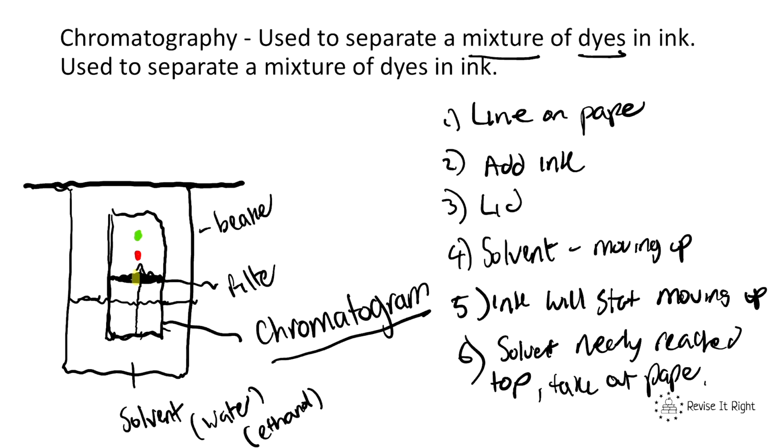Okay, so essentially, very, very briefly, you draw a line on your filter paper, you add some ink, and you place this in your solvent, making sure that the line and the ink are not touching the solvent. The solvent will move up the paper. As it does this, the ink will start moving up with it. Different inks dissolve at different rates, therefore some will move higher up the paper than others. This is separating them out. Once the solvent has nearly reached the top, we're going to take out the paper, and this result will be the chromatogram.